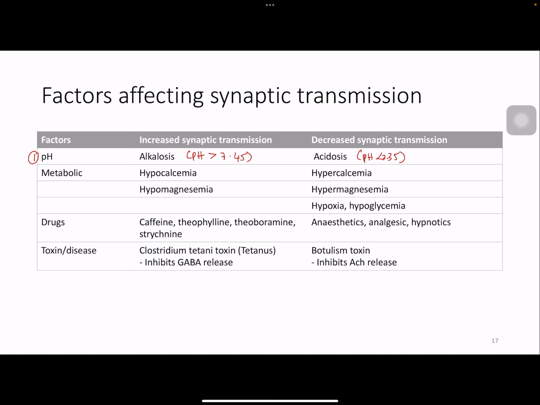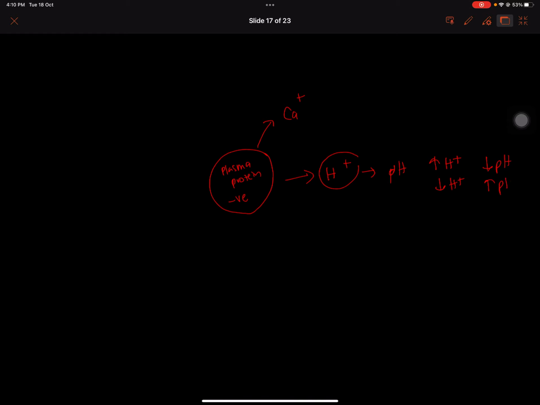And this actually has a close relation to hypocalcemia and hypercalcemia. What does it mean by that? So imagine in our blood we have this plasma protein. Okay, this plasma protein is negatively charged, therefore it tends to attract the positively charged ions to bind to it, which includes the calcium and the acid H+. Now this H+ is the one that actually determines the pH. The higher the H+, the lower the pH. The lower the H+ concentration, the higher the pH.